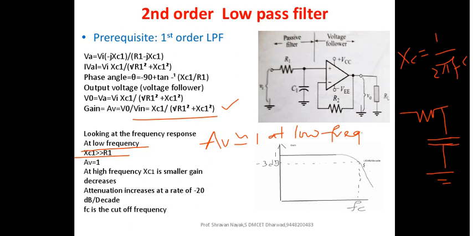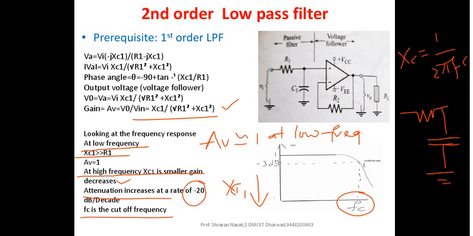But what happens at the higher frequency? Your Xc1 becomes smaller, right? So once your Xc1 becomes smaller and smaller, finally it results in increased attenuation. This attenuation starts increasing once the frequency of the signal crosses a certain value, which is called the cutoff frequency, which you can see from the second diagram. Now the roll off starts at a rate of minus 20 dB per decade, right?